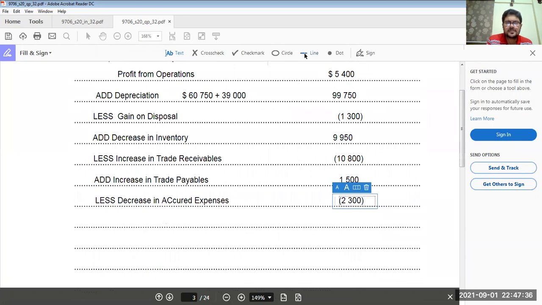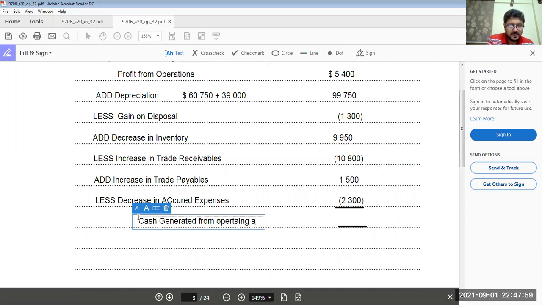And we'll get total over here, profit from operations. So net cash generated from operating activities, cash from operating activities, how much? 102,000. Done.